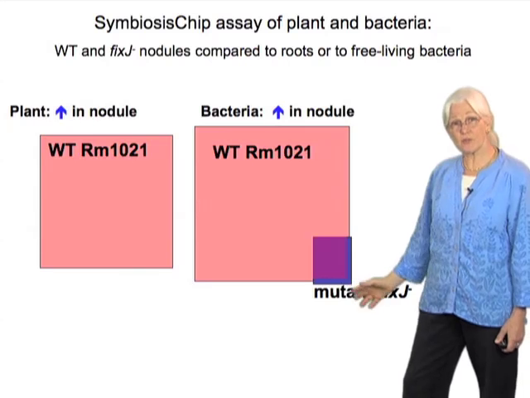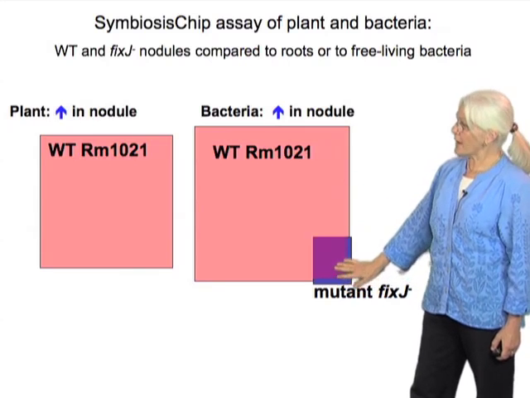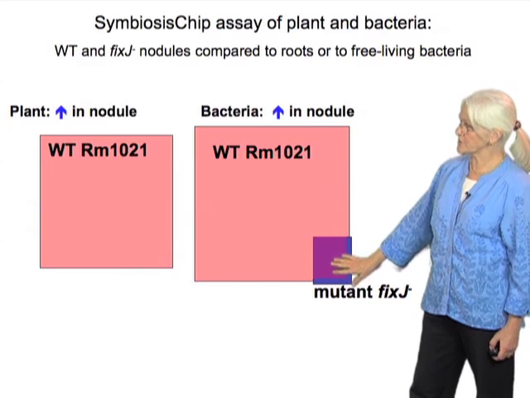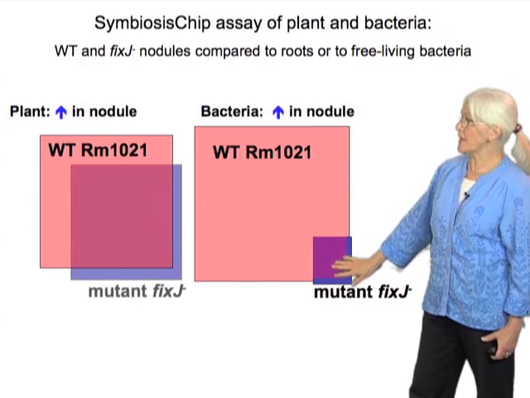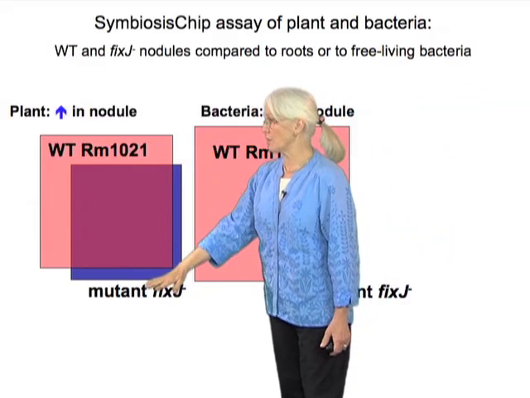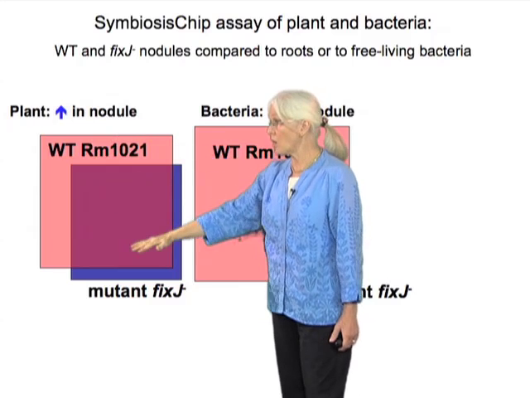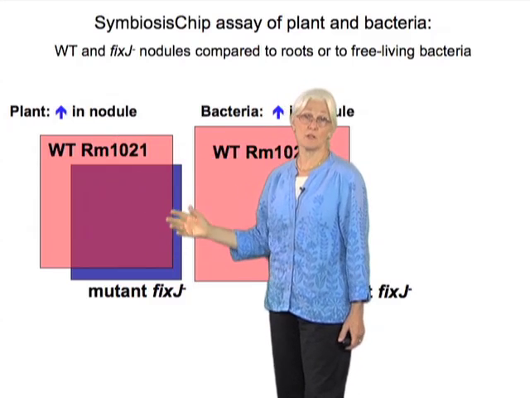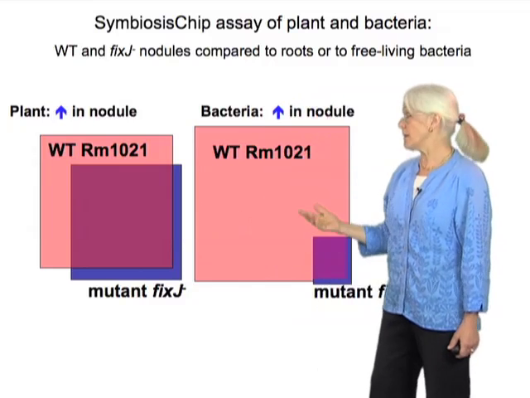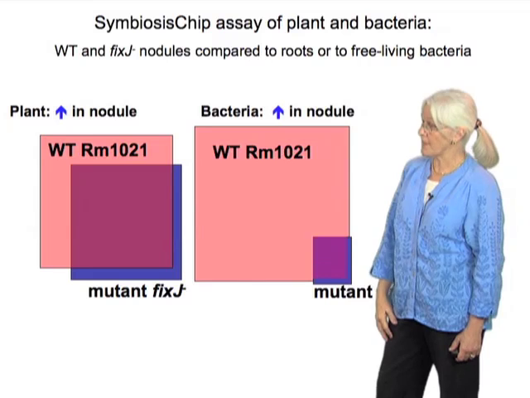We found a contrasting result when we ask these same nodules that have so few bacterial transcripts, how many plant transcripts do they have? And that's shown here. What you can see is that almost all of the wild-type transcripts, shown in this outer box, are also made in the nodule that resulted from the bacteria that is mutated for nitrogen fixation.